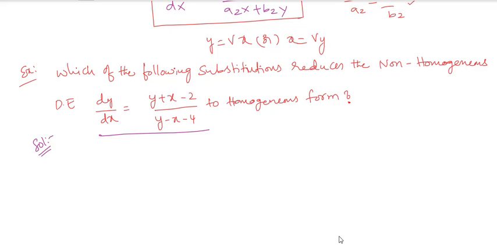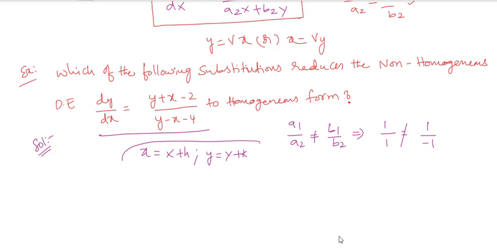So in that case, you need to make a substitution: small x is equivalent to capital X plus h and small y is equivalent to capital Y plus k. That is the substitution you have to do. Check it here: a1 by a2 is not equivalent to b1 by b2, so it is the non-homogeneous differential equation, second case. a1 is 1, a2 is 1, but b1 is 1 and b2 is minus 1, so these two are not equal. So I will take x as capital X plus h and y as capital Y plus k. I have to substitute it. Am I right or not?